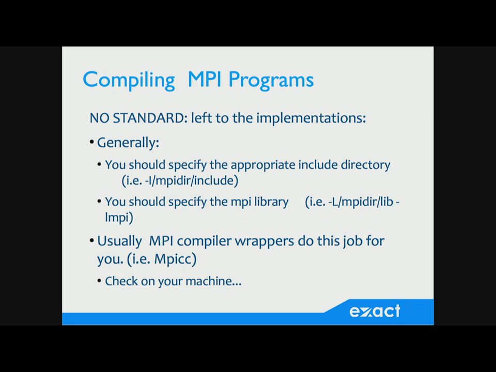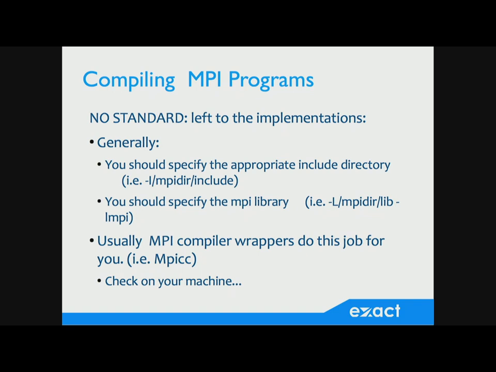So there is no standard. The MPI standard doesn't define the way you have to compile the code. But generally, due to the fact that you are linking a library, what you have to do is specify the appropriate include directory, because I just insert my mpi.h header file. And then I have to specify also the MPI library that should be somewhere in -L, the MPI directory's lib, and so on, and then -lmpi. So, a little bit complex.